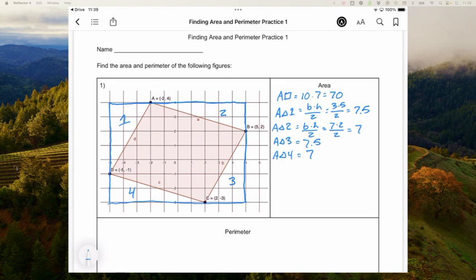And so we are going to have an area of 70 minus 7.5 minus 7 minus 7.5 minus 7. So again, we're just taking that entire rectangle, subtracting the triangles, and that will leave us with the area of the rectangle in the middle. So that is 29, 70 minus 29 is 41. That rectangle has an area of 41 square units.